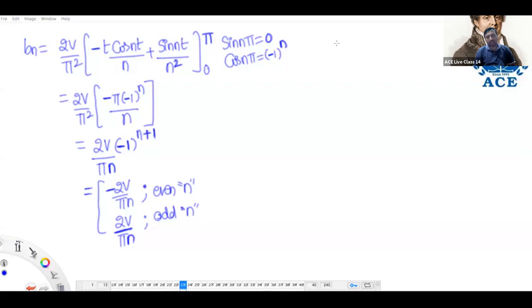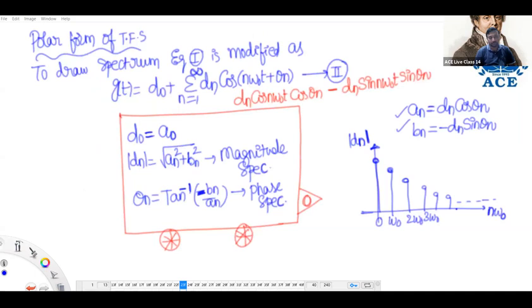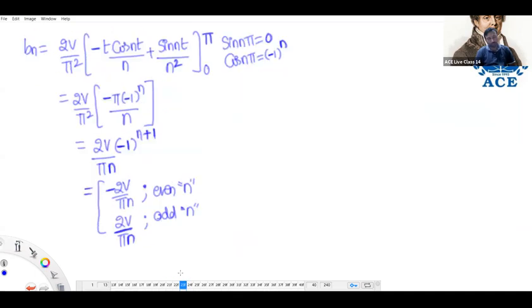Why I separated Bn for odd and even harmonics is to find out the phase angles. What is the phase angle formula? We consider tan inverse of minus Bn by An. For finding out the phase angle, I have done the separation.